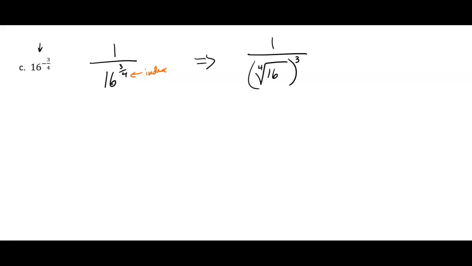Okay, so we know the 4th root of 16, that's 2. So now I have 1 over 2 cubed. Then I have to think about what's 2 cubed. 2 times 2 times 2. So it's going to be 1 over 8. Okay.